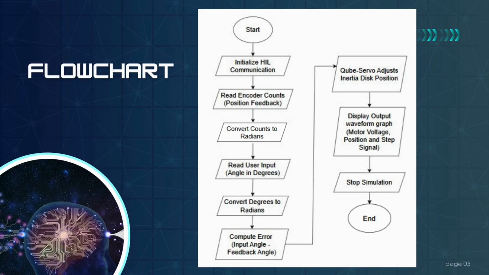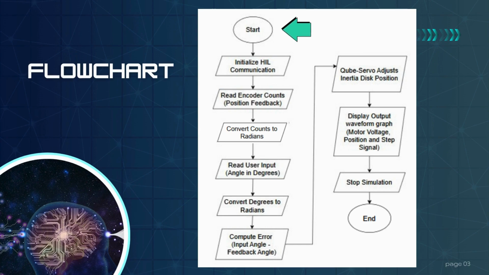This is a flowchart that represents the step-by-step operation of our closed-loop digital control system using LabVIEW and the Qube Servo. This flowchart illustrates how the system takes a user input, compares it with real-time feedback from the motor, and adjusts the motor's position to achieve the desired output.